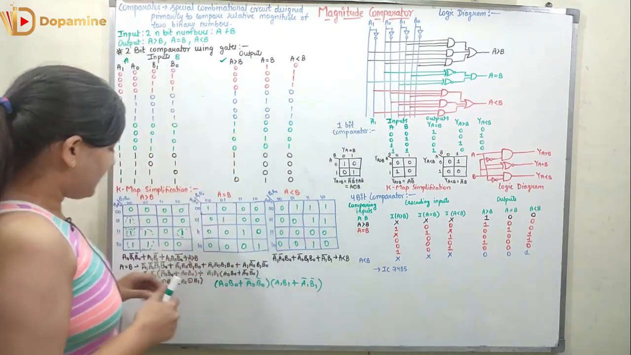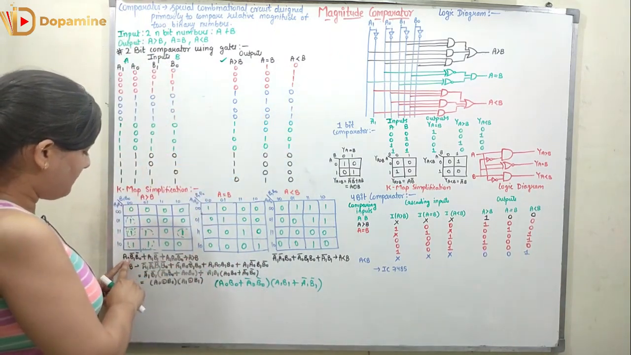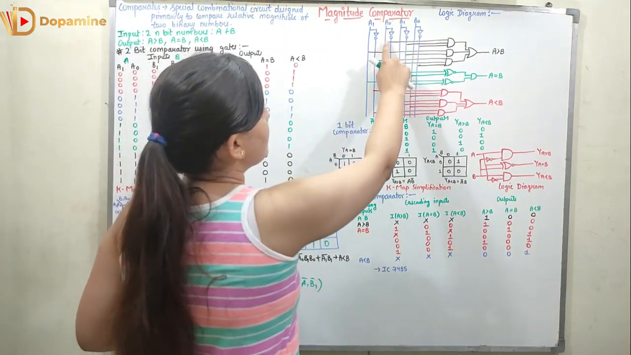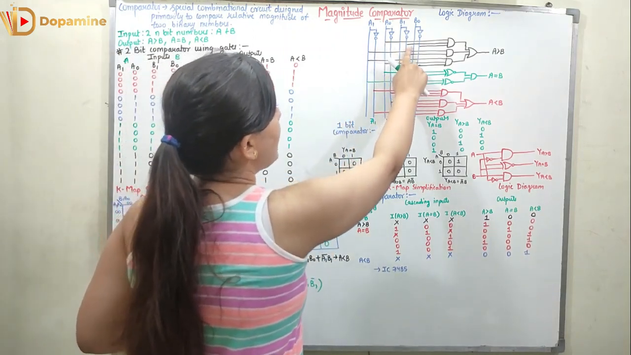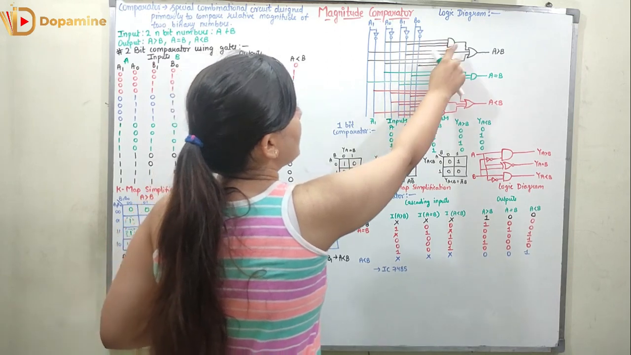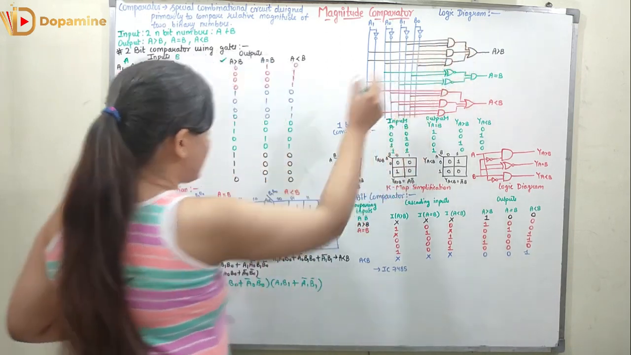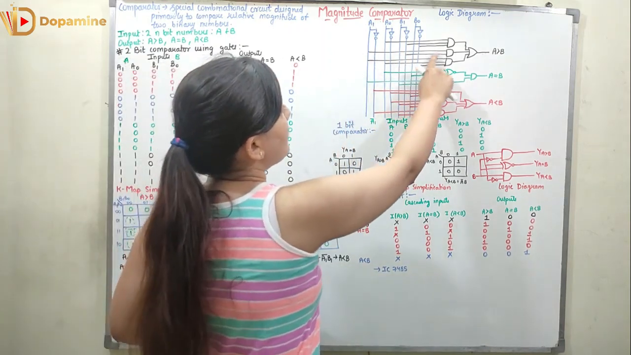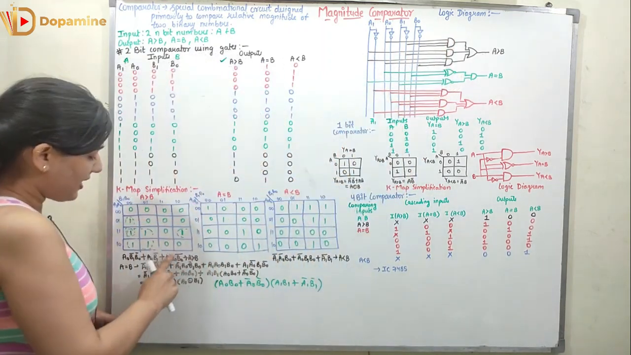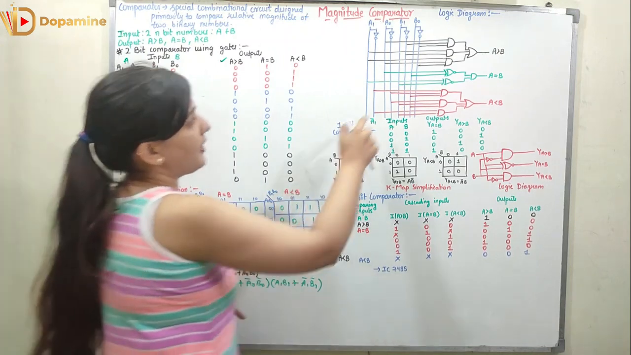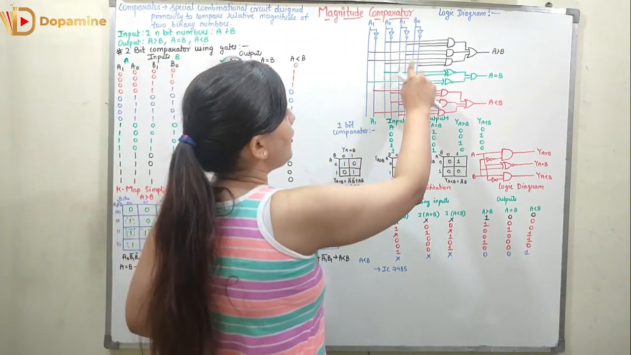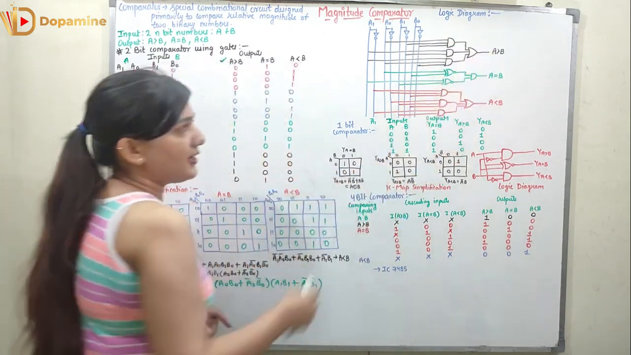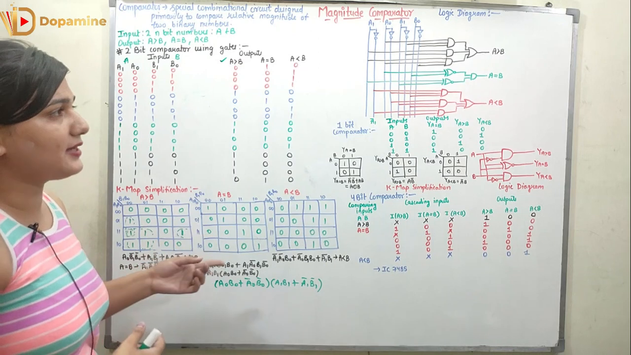So for A greater than B, we have A1, B1 bar and B0. Right, so we have A0, B1 bar and B0 bar. All of them are ANDed, and then the second term is A1 B1 bar. So we have taken A1 and B1 bar, we have ANDed it. Then we have A1 A0 B0 bar. All of them are ANDed and passed through the OR gate. So we will get the condition for A is greater than B.